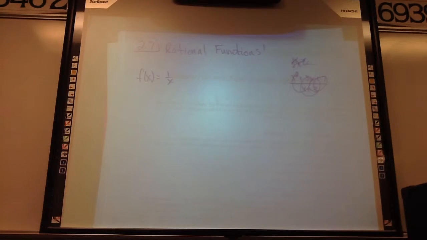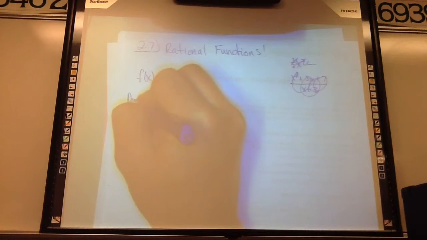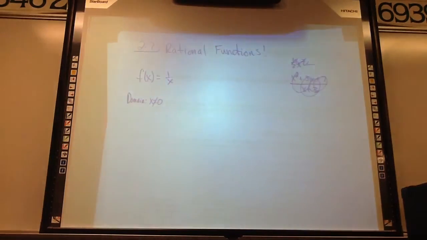The first section of this, we're supposed to talk about domain of rational functions, but we've already done domain of these. You should know how to find the domain. What would be the domain of that guy? X cannot equal 0. Why can't x equal 0? Because 0 can't be at the bottom of a fraction. Yep, x can't equal 0.